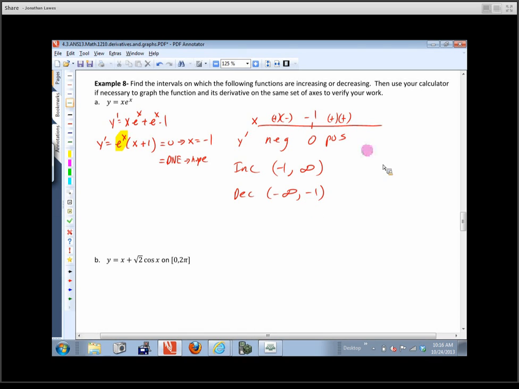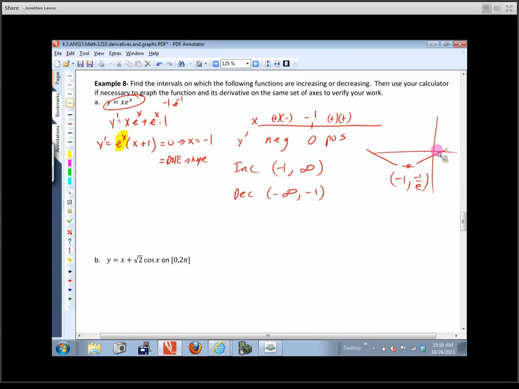So we're looking for a graph that does this. Goes down, levels off, and then goes up. And this point right here would be -1 comma something, and we could figure out what it is by plugging into the original function right here. If I plug in a -1, I get -1 and then e to the -1. -1 over e, right? So that means the coordinate axes would be over here somewhere.